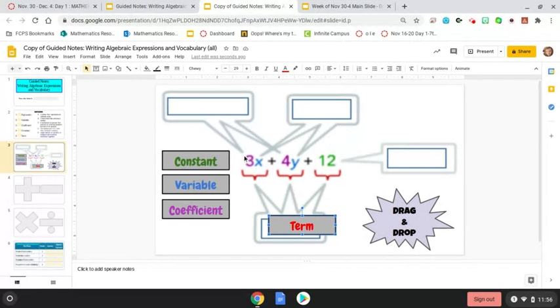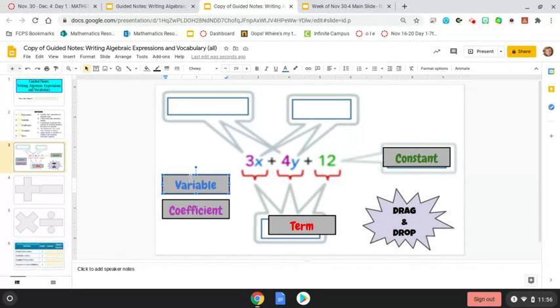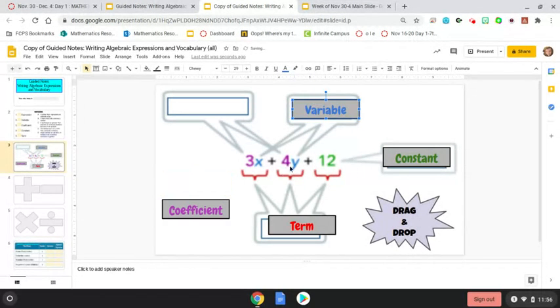The plain numbers that don't have any letters with them, plain old numbers, are called constants. So we're going to grab the word constant and we're going to slide it over and put it with the number 12. Now, the cool thing about math, remember, we're going to use letters too, and those letters are called variables. So the X and the Y, those are called variables. And sometimes in front of a letter, you're going to see a number. And the number that's in front of a letter is called a coefficient. A coefficient.